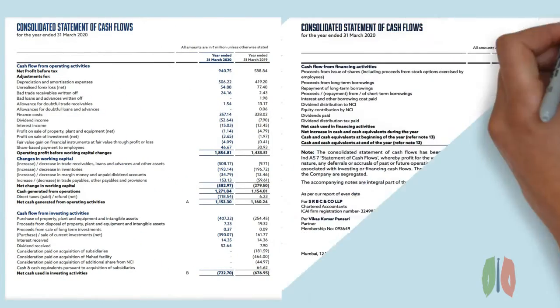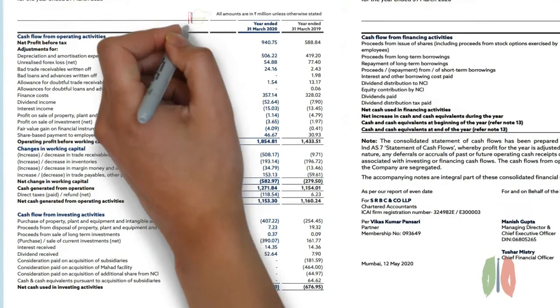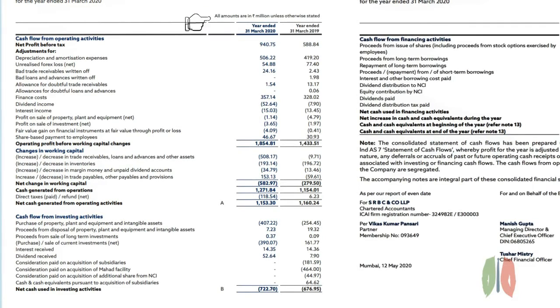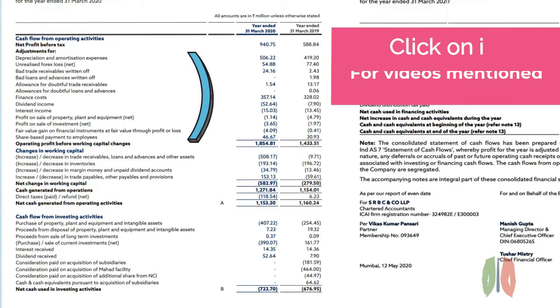Here is the consolidated statement of cash flows, and here again, all amounts are in millions. So as I have said, cash flow is derived from the income statement and balance sheet. So here we can see all the subcategories like depreciation and amortization expenses, allowances, finance cost, interest income. These things are already discussed in the income statement and balance sheet. So we will be hovering through the main headings like cash flow from operating activities, etc., because all the other things have been discussed earlier.